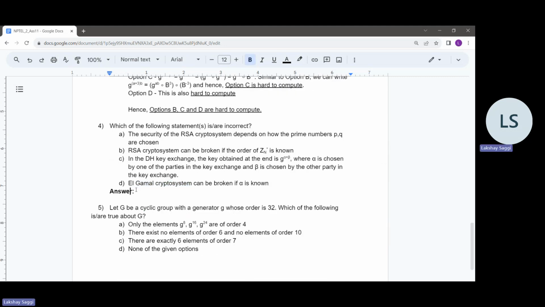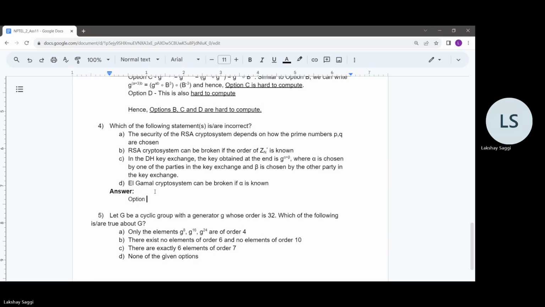Maybe we can get started with the question. The security of the RSA crypto system depends on how the prime numbers P and Q are chosen. We just need to find out which of the following statements are incorrect. So let's just do option by option.